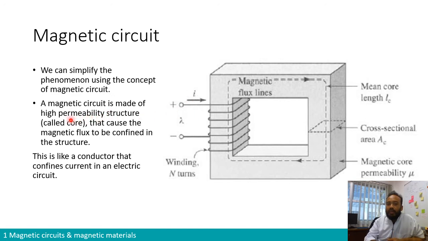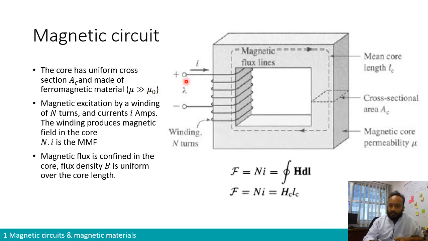It will be made of a permeable structure called the core. So there will always be a core because you don't want the flux to leak in the air. This will cause the magnetic flux to be confined in the structure. So this is basically the core material. If we take an analogy of an electrical circuit, it serves just like a conductor, right? It serves like a conductor that confines current in the electrical circuit.